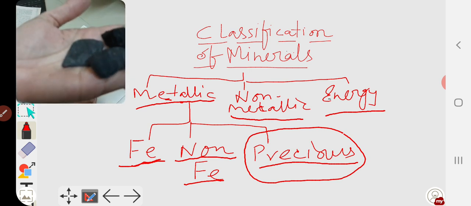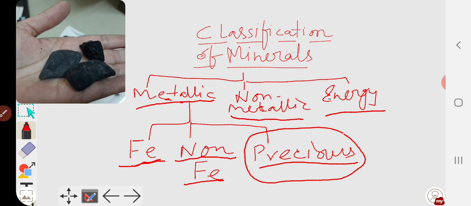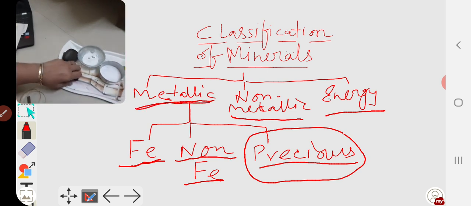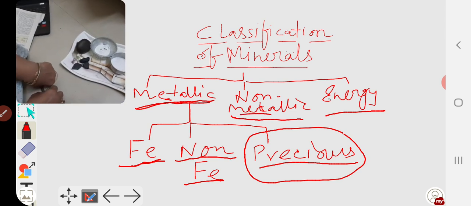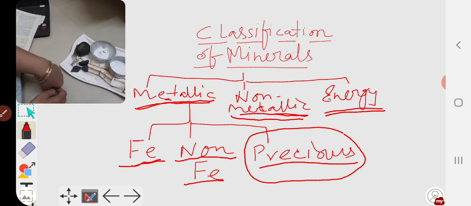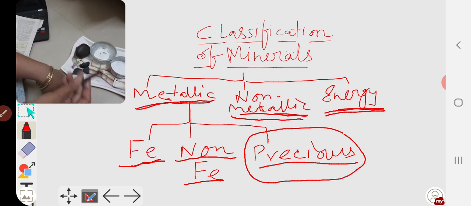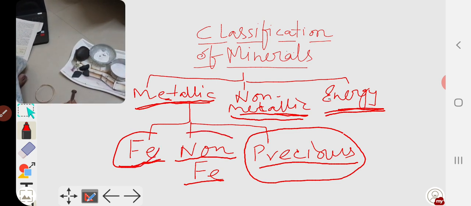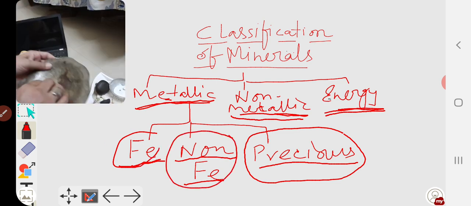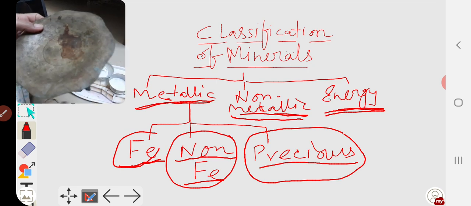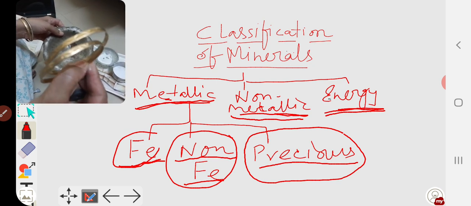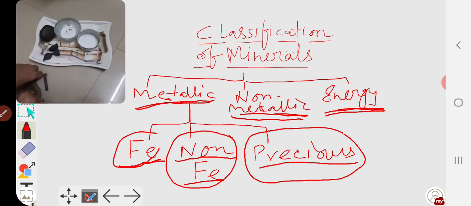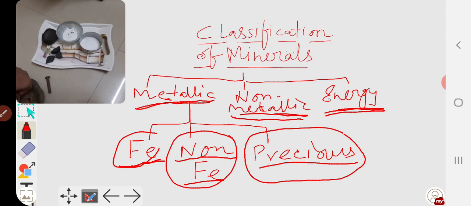So in this way, what are the three categories that we got as a classification of minerals? Number one, metallic mineral. Number two, non-metallic. And number three, energy. Under the metallic, we have number one, ferrous. Number two, non-ferrous. And number three, precious. So hopefully you got the basic difference between the three types of minerals.